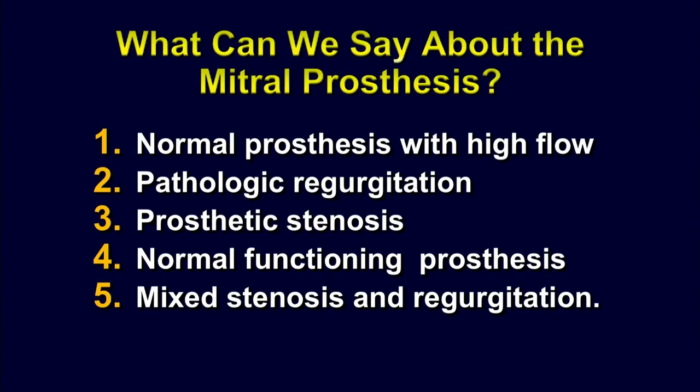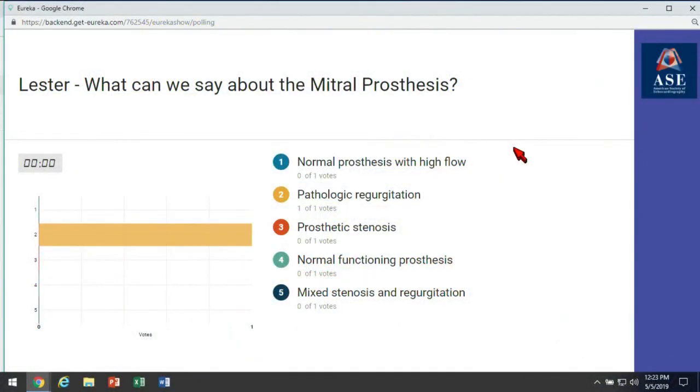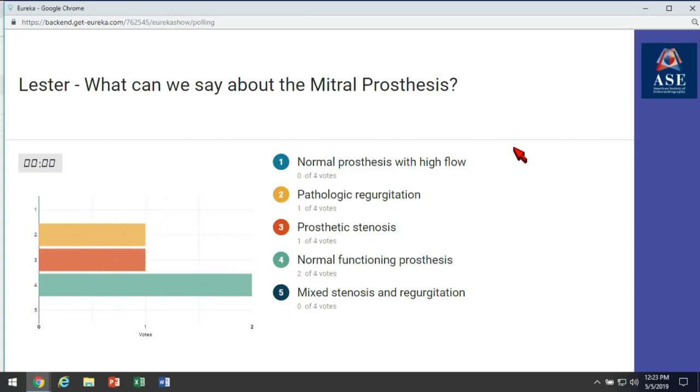I'm not sure if the questions will come up. So in the interest of time, it did come up. So people said that there was, half said prosthetic stenosis, prosthetic regurgitation, and some said normal functioning prosthesis. So a pretty even split. Well, that's very even split. I can't believe this is voting. But only one vote per person, so I guess that's pretty easy.